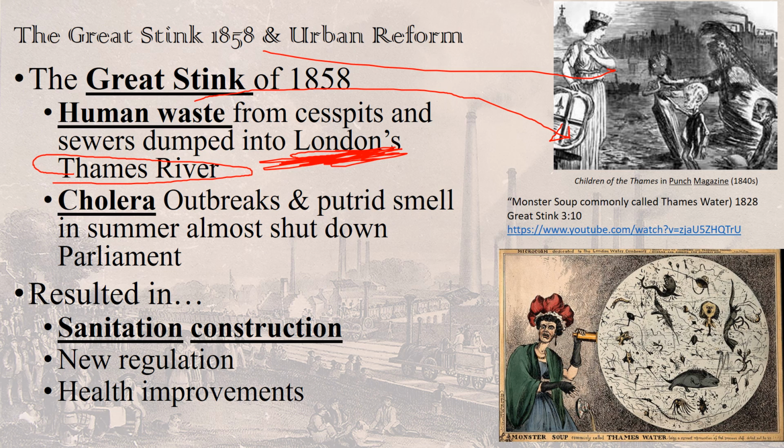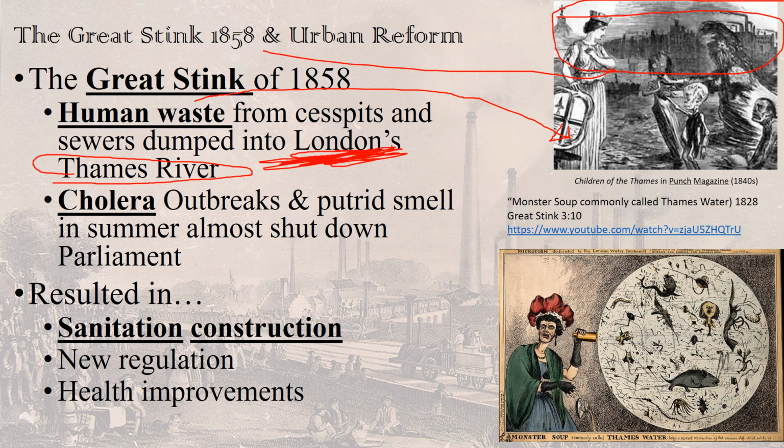And this leads to intensely violent cholera outbreaks. And in 1858, in July and August, the hot summer sun is hitting this water, and it just smells of human crap and urine. And if you don't know this, Parliament, the building of Parliament, is actually located right next to the Thames River.